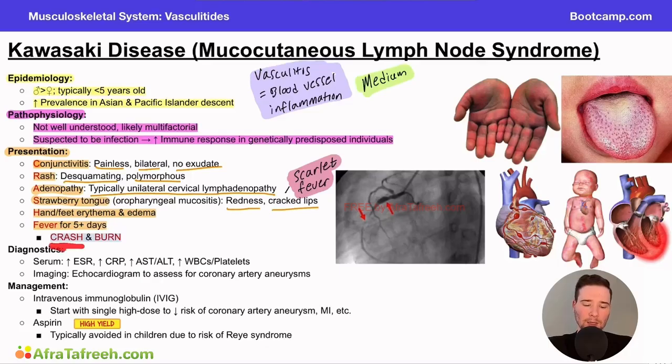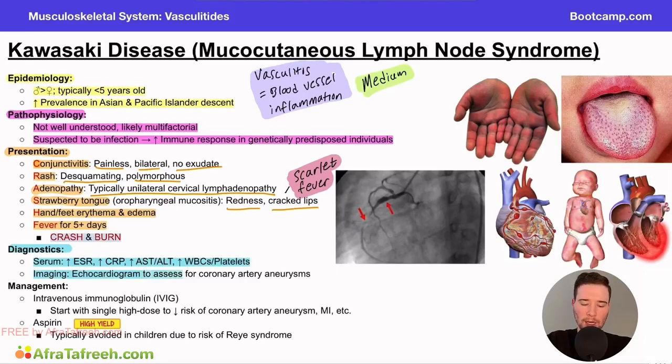The crash talks about the physical manifestation, and the burn refers to the prolonged fever, typically about 5 or more days. Now, when we think about the diagnostics here, remember this is an inflammatory condition, so we typically see elevated inflammatory markers, including ESR, CRP. In addition, we can also see elevated liver enzymes such as AST and ALT, as well as increased white cells and platelets.